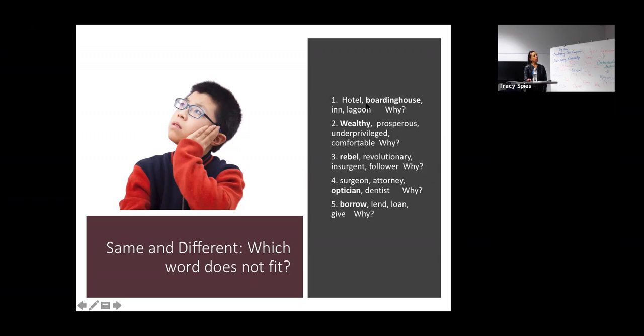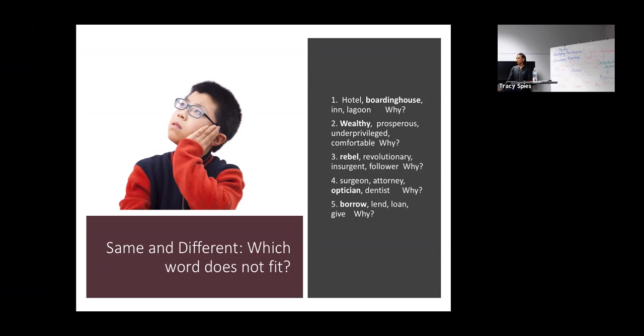So let's look at number 1. We've got a hotel, boarding house, an inn, and lagoon. Which word doesn't fit? Lagoon. Why? Hotel, boarding house, and inn are all where people pay to stay. Okay, good. Look at number 2. Wealthy, prosperous, underprivileged, comfortable. Which word doesn't fit? Underprivileged. Why? Because that means you don't have enough.